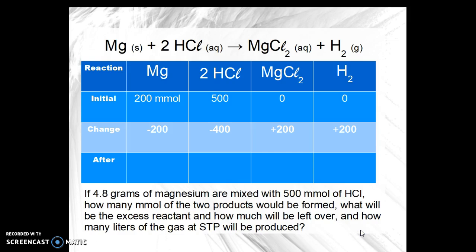If we look at the balanced equation, we see that the coefficients on the magnesium, magnesium chloride, and hydrogen gas are all the same. Therefore, we'll produce, or expect to produce, the same number of millimoles of magnesium chloride as we had millimoles of magnesium. So we have 200 additional on the salt and on the gas. We then add all of these numbers up, and we see we have used all of the magnesium. We have 100 millimoles of hydrochloric acid left over. That's in excess. We have 200 millimoles of magnesium chloride salt in solution, and we've produced 200 millimoles of hydrogen gas.